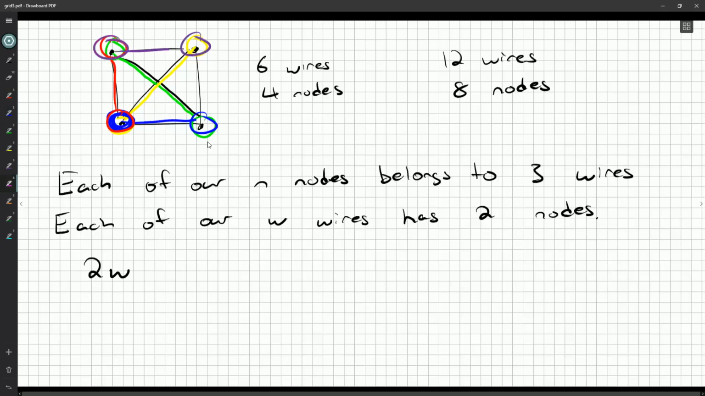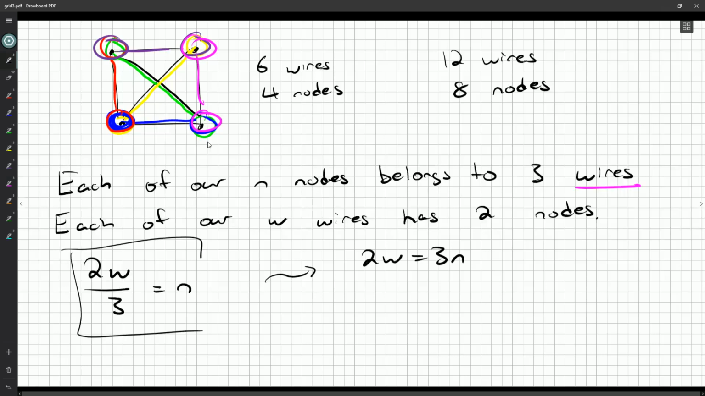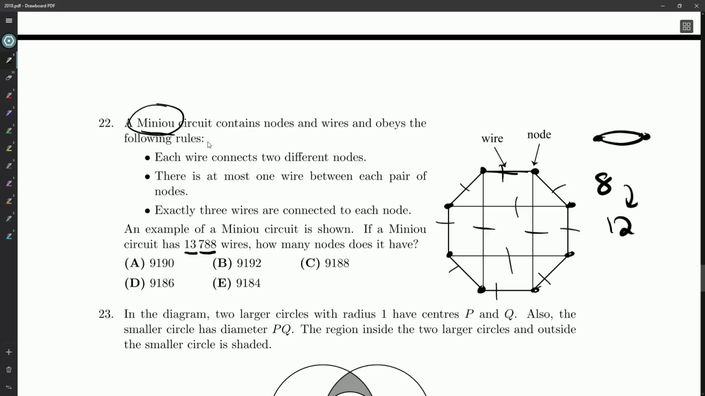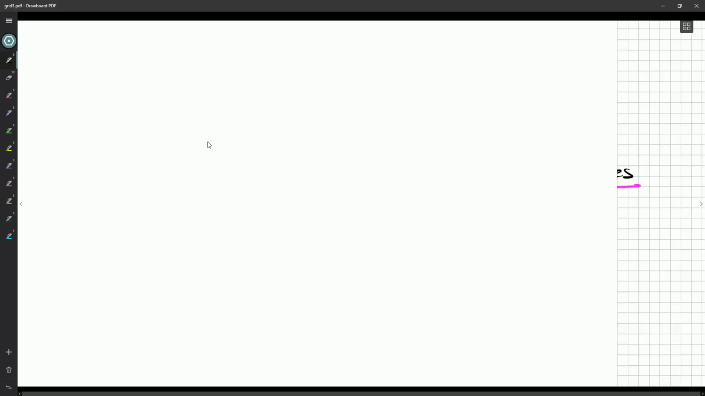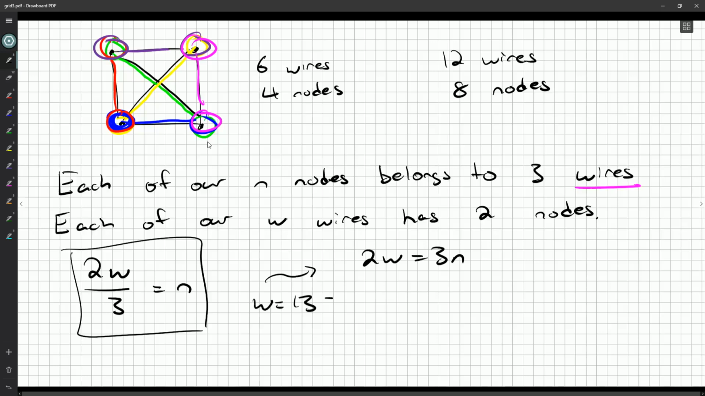And you'll notice each node is going to be counted 3 times because there are 3 wires that it belongs to. So if I use my number of wires to count the nodes, just double the number of wires, I'm overcounting each node. And I'm going to have to divide by 3. So that equals our number of nodes. Another way of saying that is 2W is 3N. But I think we just need this formula because I want to figure out the number of nodes, right? And they give me 13,788 wires. So W is, just for this specific example, 13,788.